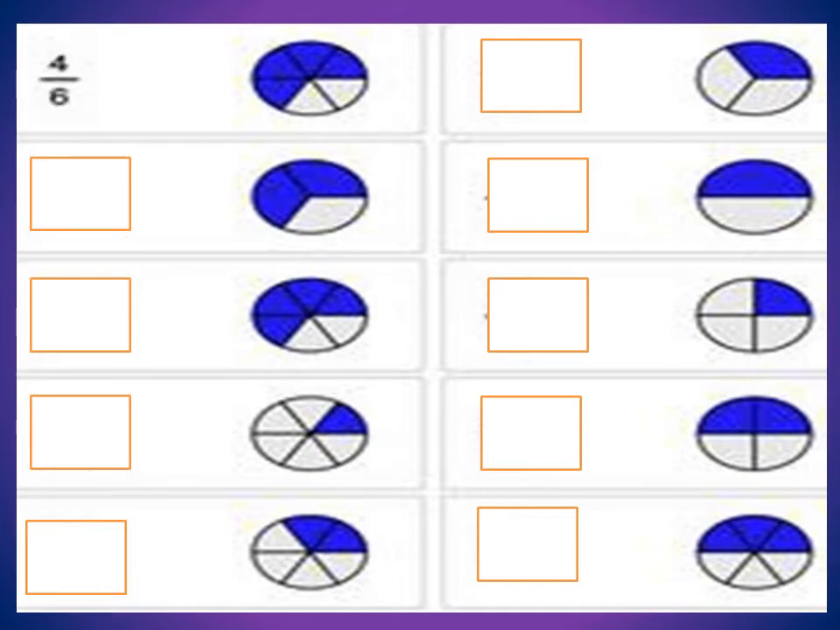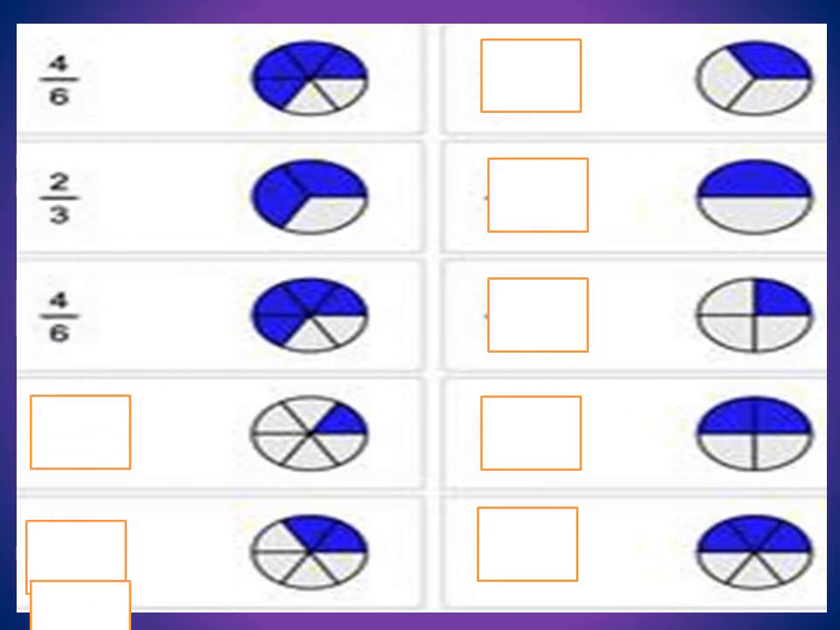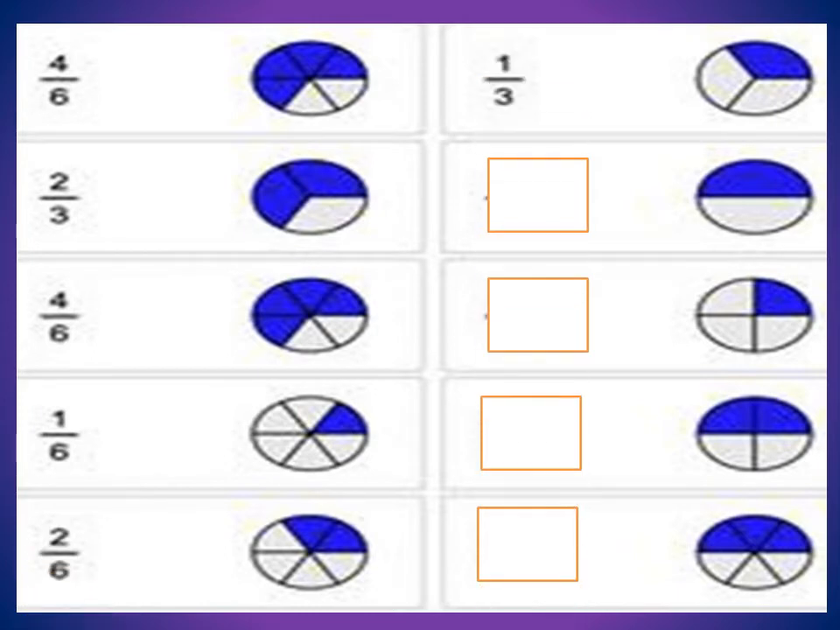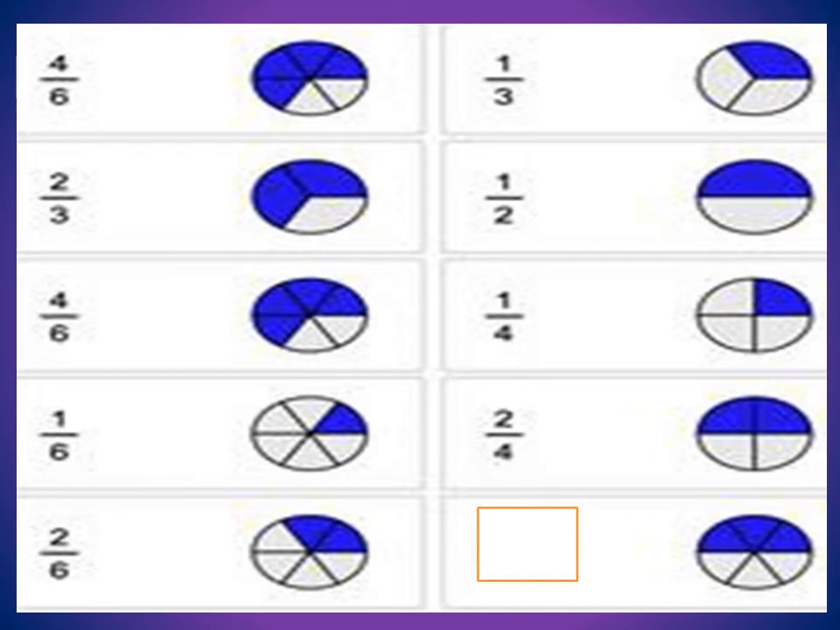The next one. Shaded portion is 2, so 2 upon 3 will come. Next one, 4 upon 6. Now try to give the answer for the next one. It will be, yes, 1 upon 6. Then the next one will be 2 upon 6. Very good. And the next one, 1 upon 3, 1 upon 2. Yes, the next one will be 1 upon 4. Now 2 parts are shaded, so 2 upon 4, and the last one will be 3 upon 6.